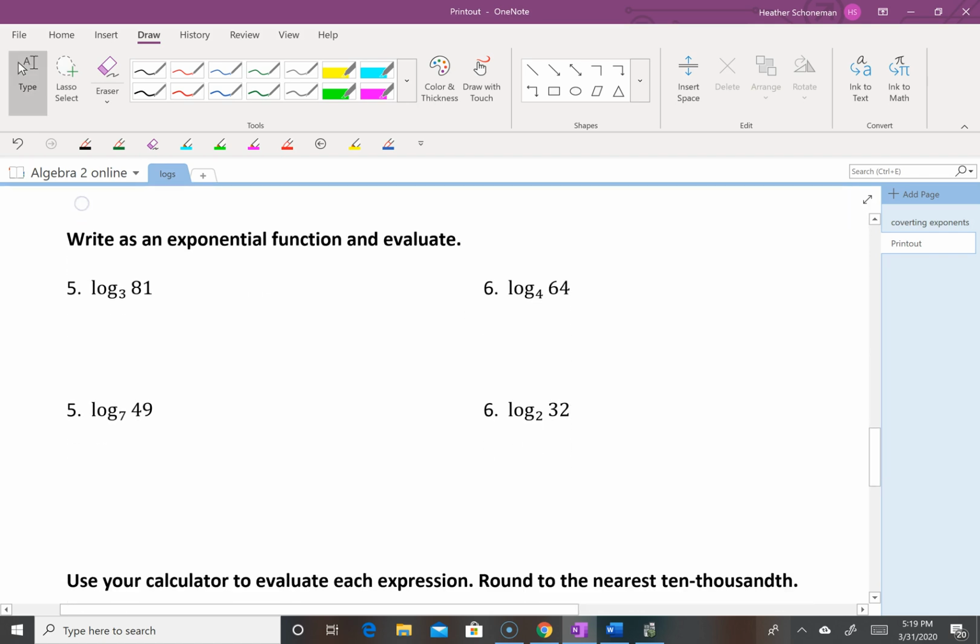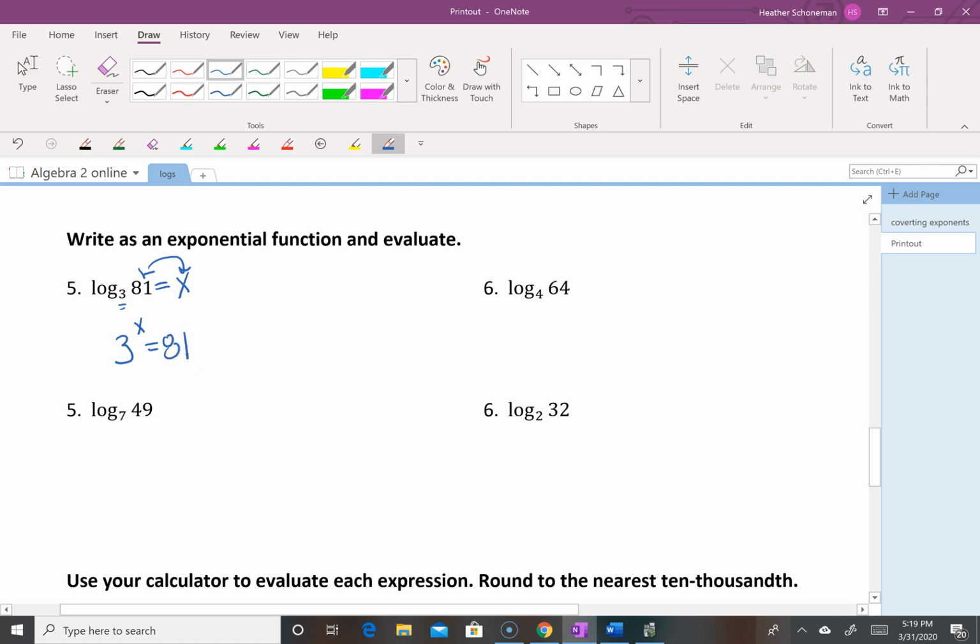All right, so the first one says write as an exponential function and evaluate. Well, we've been writing them as exponential functions before. That's no big deal, but they always equaled something, and these don't. So we're going to write equals x. So now when I rewrite it, 3 is my base, so I have 3. These two things switch places. I have 3 to the x equals 81.